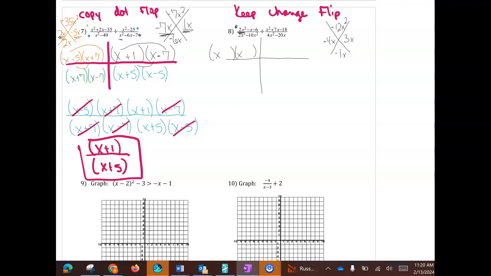They will not make 2x squared. So I'm going to shove a 2 in there. And then 2 times a negative 2 makes negative 4x squared, and x times a positive 3 makes my 3x. All right, denominator.